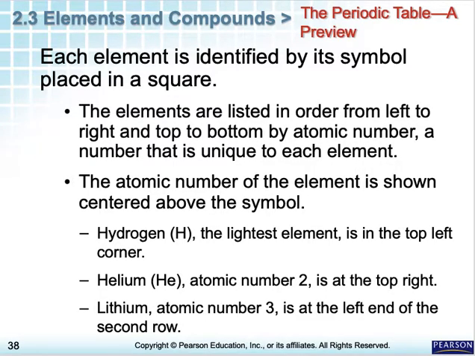So hydrogen is the lightest element. It is in the upper left corner. Helium is in the upper right corner, and it is atomic number 2. Then we come back to lithium, and it's in the very left column in the 2nd row.